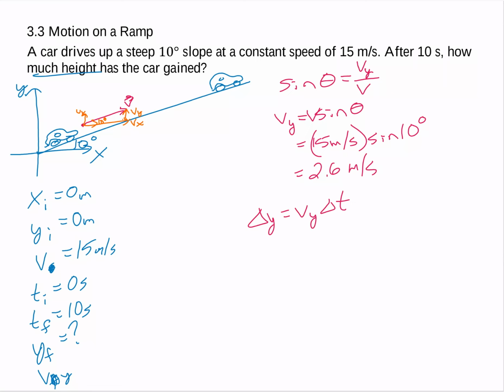So delta y equals V sub y, which is 2.6 meters per second, times the change in time, which is 10 seconds. Use your calculator's answer though, not 2.6. What do we get? How many seconds was it? 10? 26.04. Yeah. So we get 26 meters. There you go.